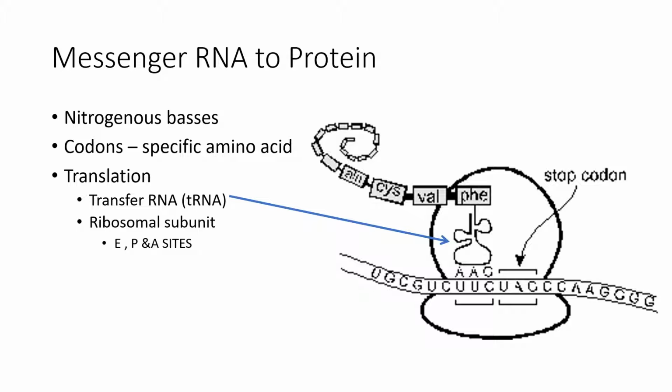After the initiator transfer RNA molecule binds to the start codon, the large ribosomal subunit binds to form the translation complex and initiation is complete. In the large ribosomal subunit, there are 3 distinct regions called E, P, and A sites. Individual amino acids are brought to the messenger RNA strand by the tRNA through complementary base pairing.